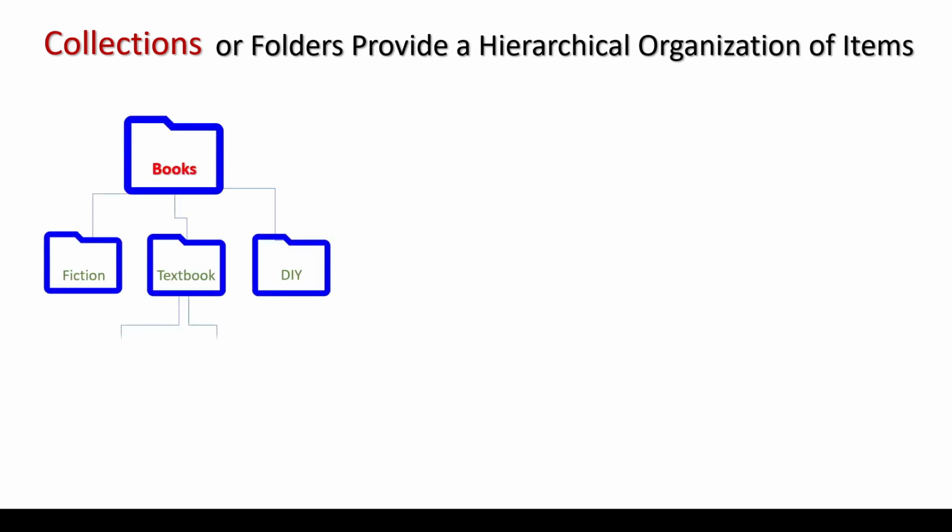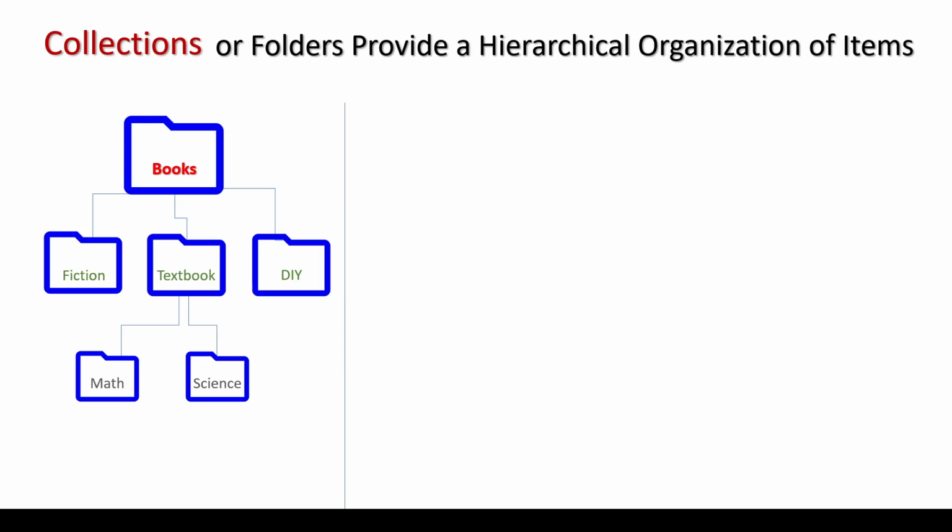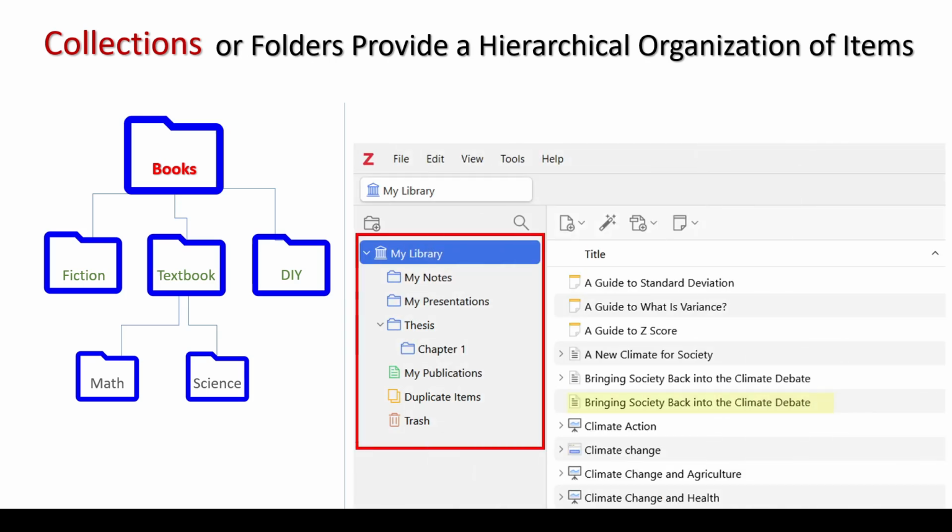Collections or folders provide a hierarchical organizational structure for items. What do we mean by hierarchical organization? We can create a folder. Under this folder, we can create subfolders. And under these subfolders, we can create more subfolders. Zotero likes to call these folders collections. So this is what a hierarchical organization looks like. And Zotero permits such kind of organization as we have seen before. You can create folders and then drag and drop items inside those particular folders.